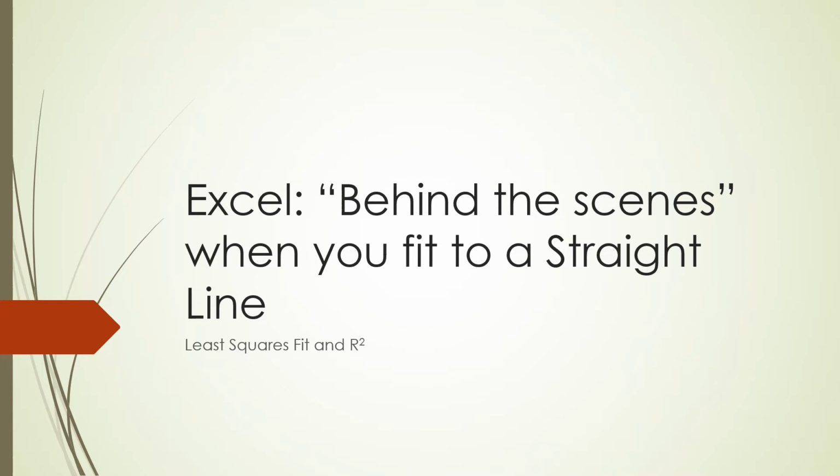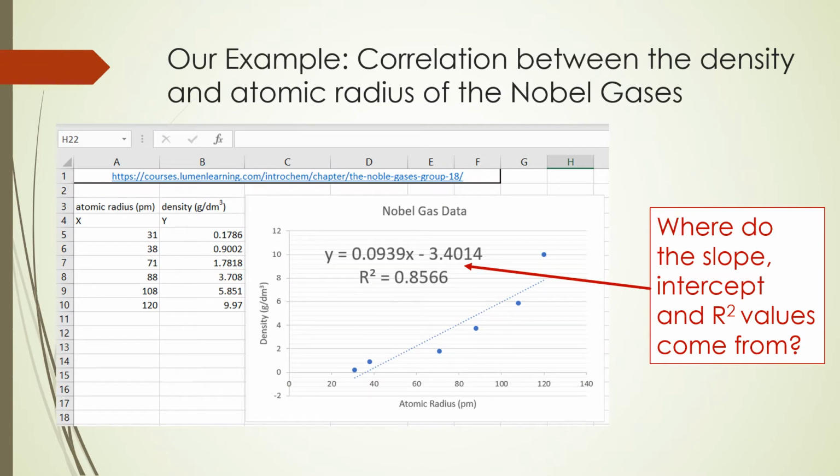Previously, we have used Excel to plot data and to fit to a straight line. Here we want to do some behind-the-scenes work to find out how Excel determines the slope and intercept of that best fit line, as well as the r-squared value, which determines how good of a fit the straight line is. We'll take as a sample problem determining the correlation between the density and atomic radius of noble gases. But our real interest is to see how Excel comes up with the numbers for the slope, the intercept, and the r-squared value.